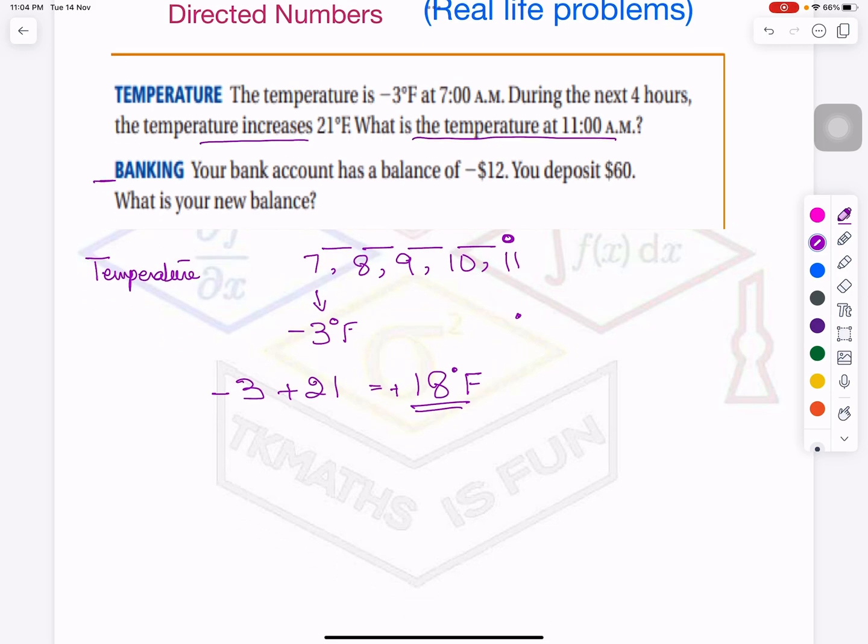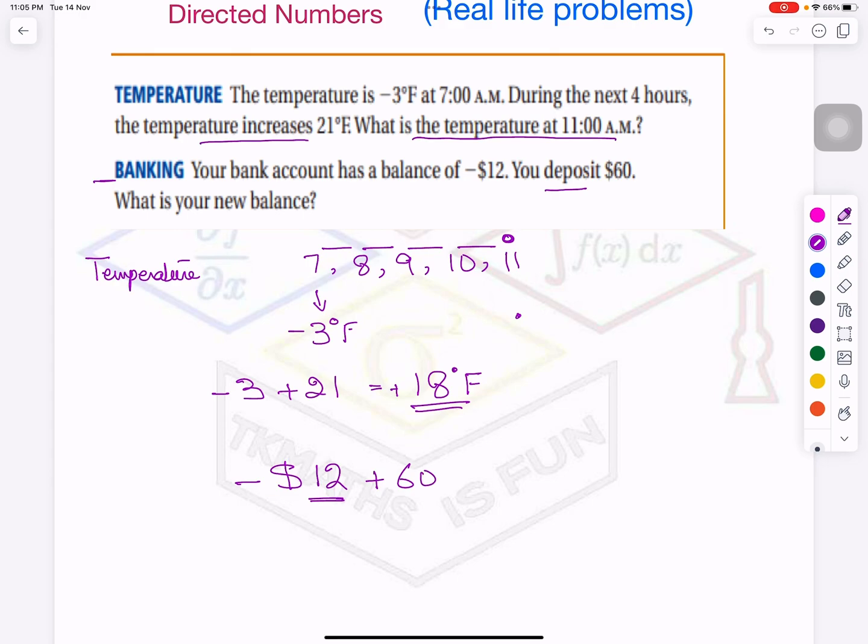Banking. Your bank account has a balance of minus $12. Minus $12. This is the balance in the bank account. By the way, in money, when it is showing minus 12, it means you have a loan. You have borrowed this amount and you have to give it back to somebody, right? You deposit plus 60. So when you deposit plus 60 in it, now your bank amount is increasing. So what is your new balance? Will you add 60 in it or subtract? Because you are depositing, so it is plus 60.